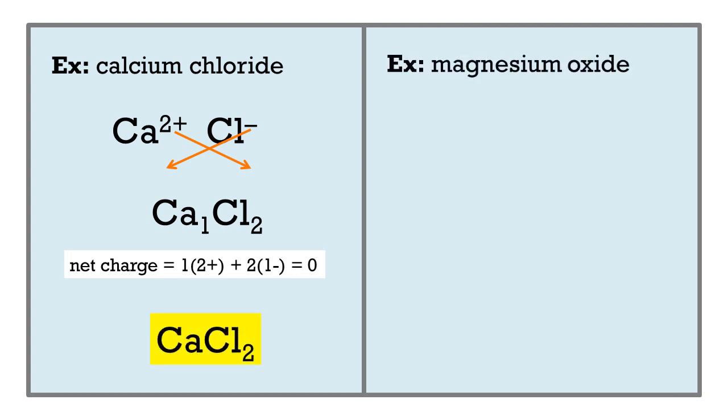Another example, magnesium oxide. First, let's write the formula of the cation and anion. The cation here is magnesium, while the anion is oxide.